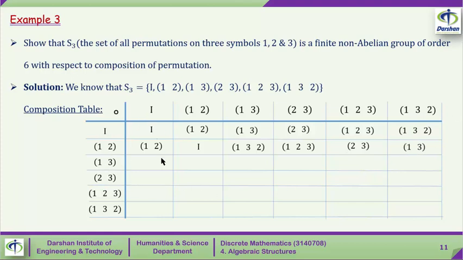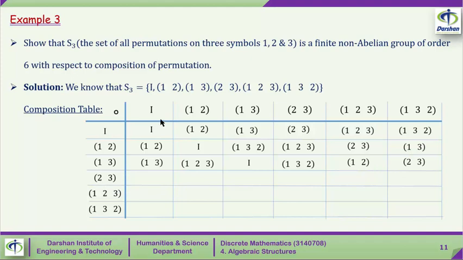Now (1 3) of I we get (1 3). (1 3) of (1 2) we get (1 2 3). Now (1 3) of (1 3) we get the identity element. Then (1 3) of (2 3) we get (1 3 2). Now (1 3) of (1 2 3) we get (1 2). (1 3) of (1 3 2) we get (2 3).